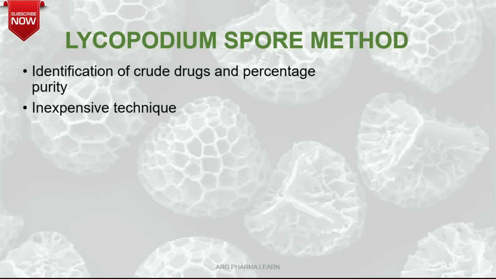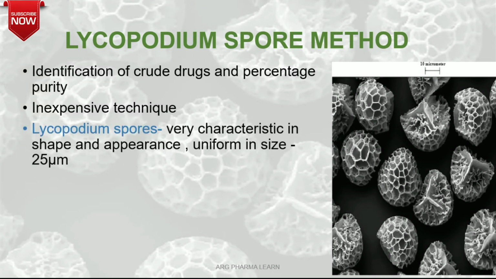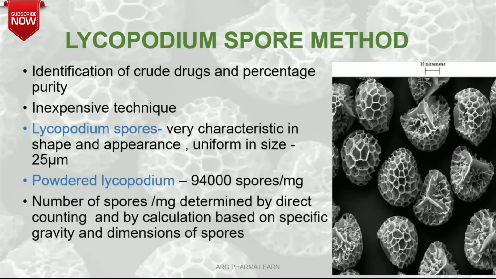This is the microscopical view of Lycopodium powder. These Lycopodium spores are very characteristic in shape and appearance. They have a uniform average diameter of 25 micrometer and also a uniform moisture content, hence the weight remains the same. This is the reason why these spores are used to evaluate powdered drugs by comparison. The spores are also resistant to pressure.